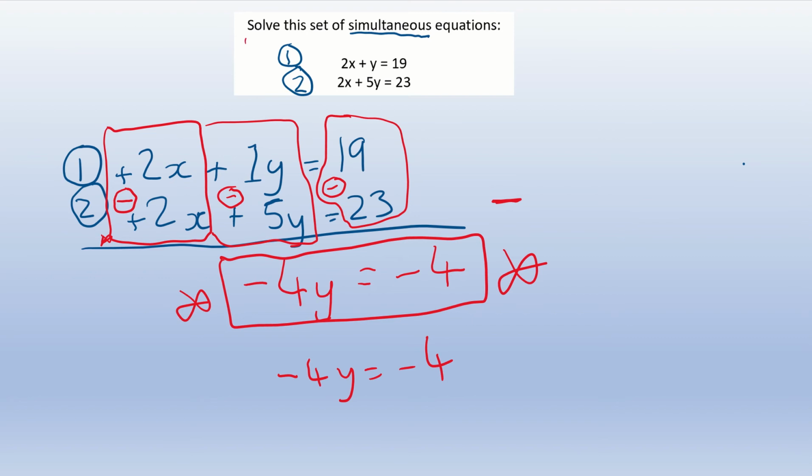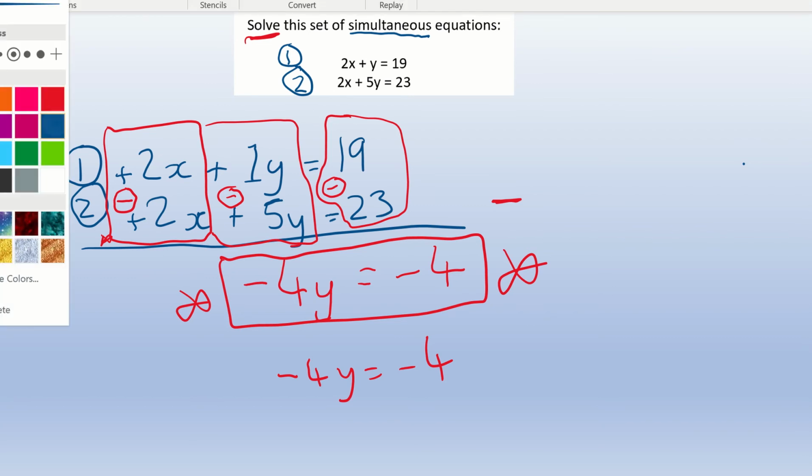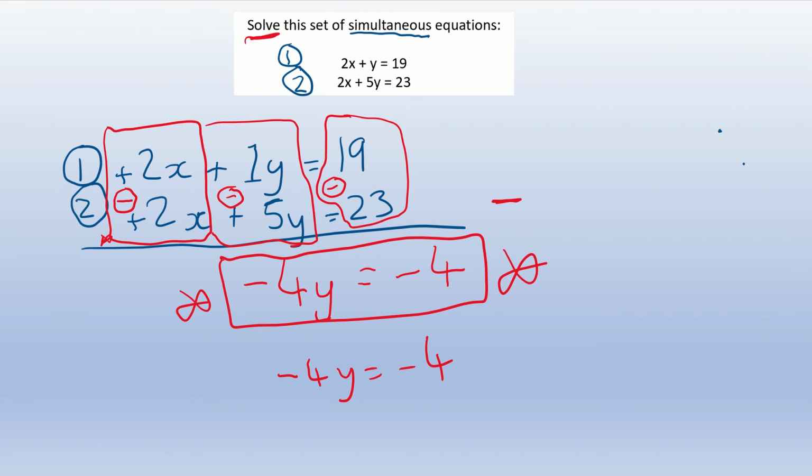Now, in order to solve the simultaneous equation, we're not interested in minus 4y. We're interested in y on its own. So, I'm just going to get my navy pen. You might have seen ahead what I'm going to do here. I'm going to divide this side by minus 4. And if I divide this side by minus 4 in order to get my 1y, I have to do the same on this side here.